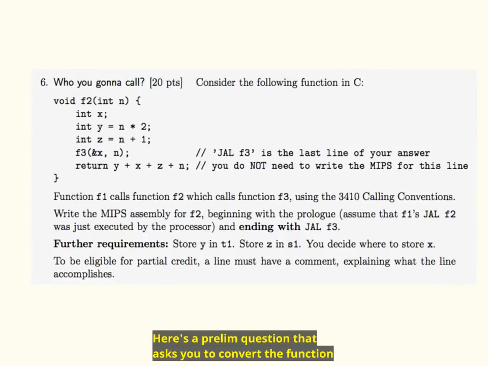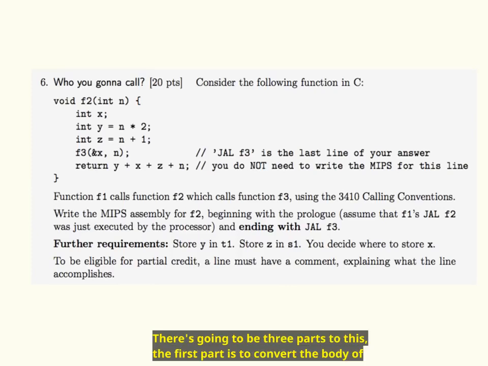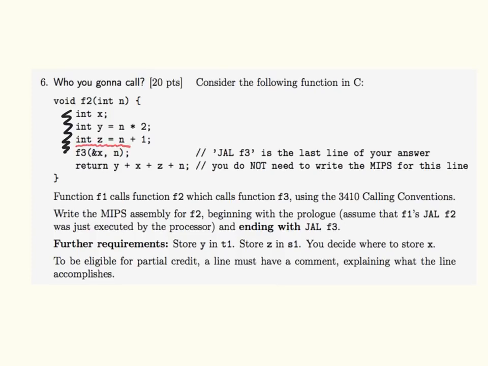Here's a prelim question that asks you to convert the function f2 into MIPS assembly. There's going to be 3 parts to this. The first part is to convert the body of the code into MIPS. That's this C code here. The next step is going to be to prepare to call function 3. That's going to be assembly that effectively goes right here.